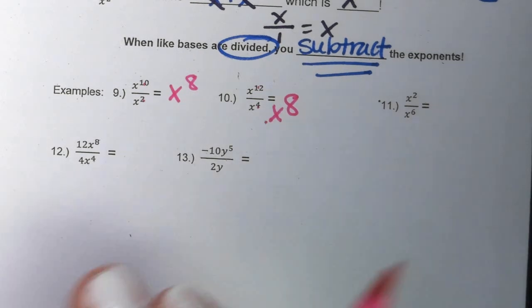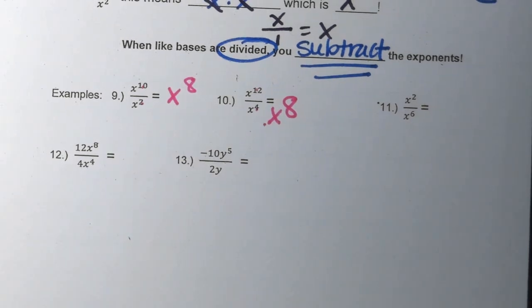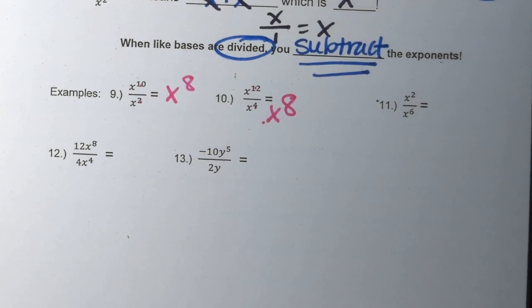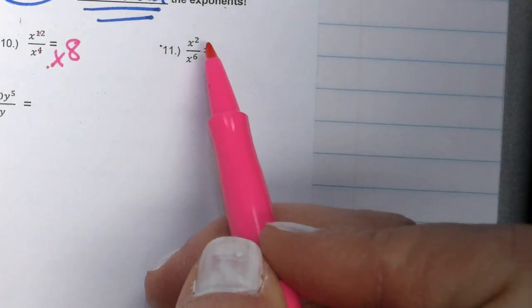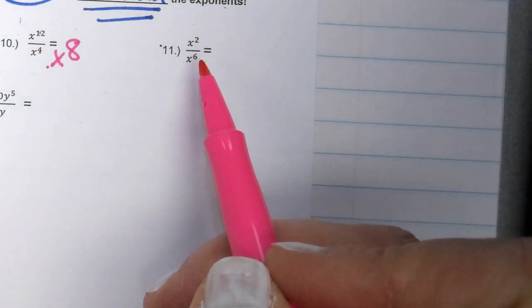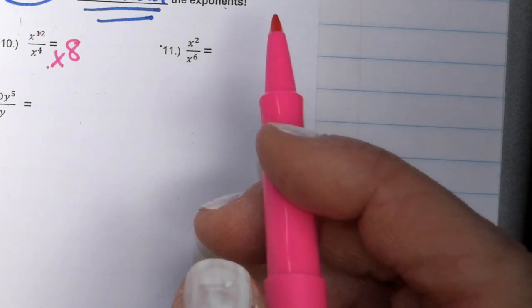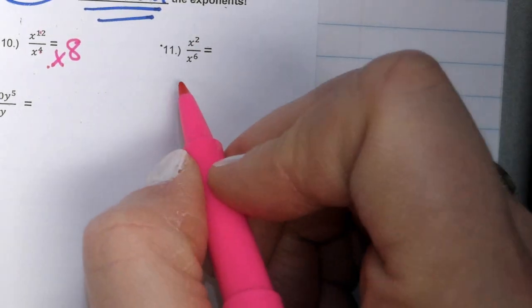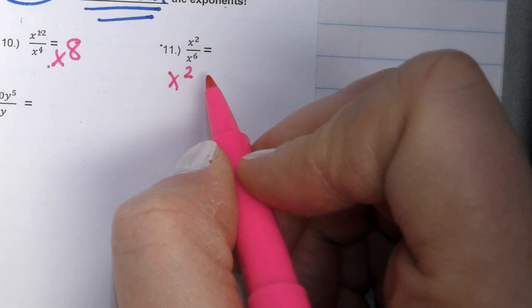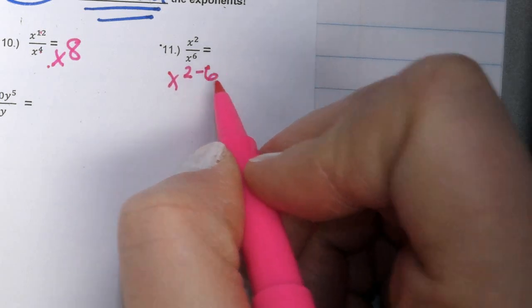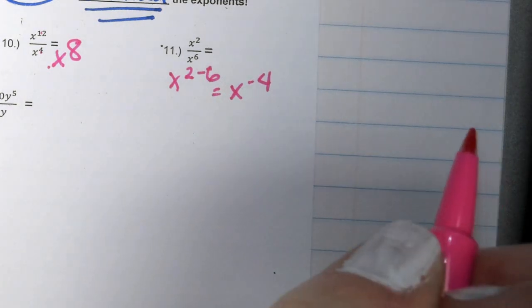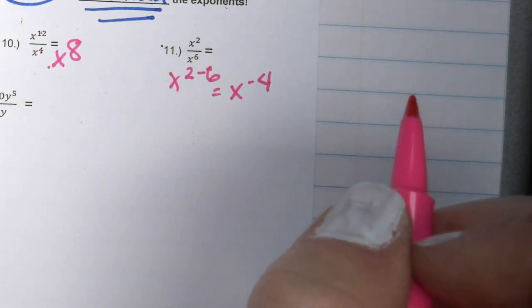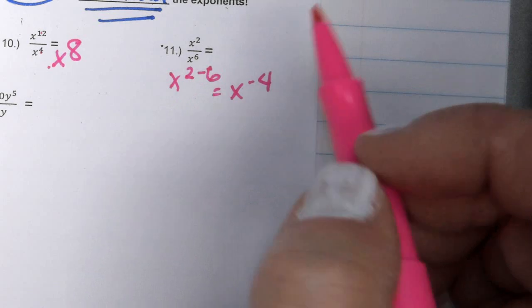Look down, look at number 11. Okay? This one's a little tricky. Look what we see here. If we do 2 minus 6, it's going to leave us with a negative exponent, x to the negative 4, right? We've never seen a negative exponent. Well, I'll tell you what happens. But first I want to map it out for you.